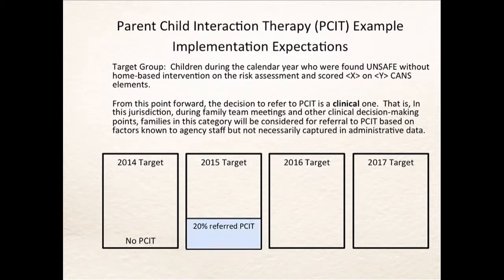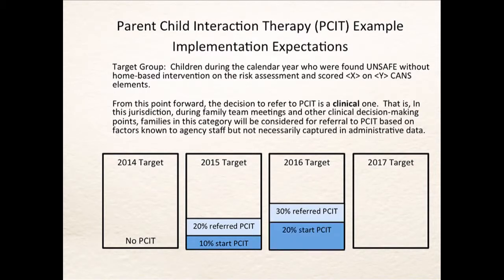We expect that 20% of that target population is going to be referred to PCIT, and that 10% is actually going to start PCIT. And then the next year, as caseworkers get to know and trust this service a little bit more, 30% are going to be referred to PCIT, and 20% are going to start PCIT. And finally, after the program has been running for 3 years, we are able to refer 60% to PCIT and 50% start PCIT.